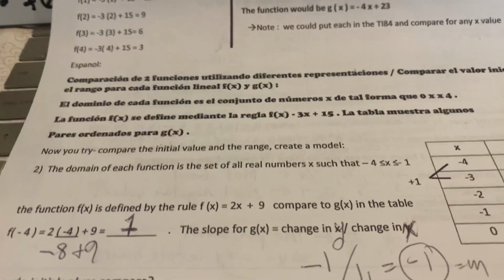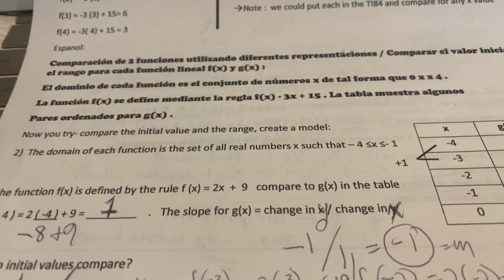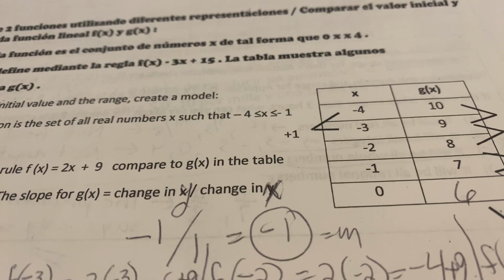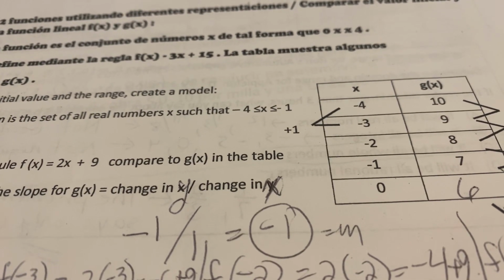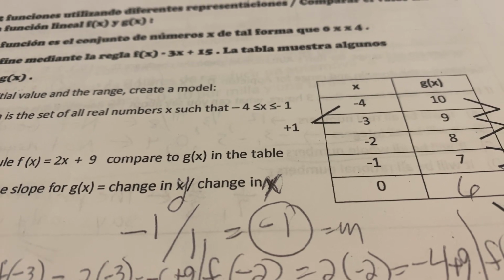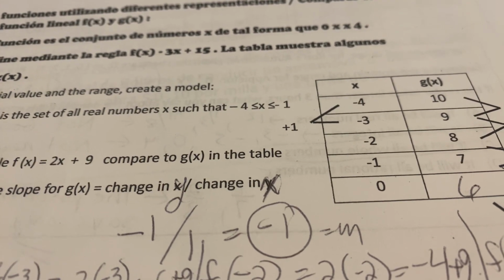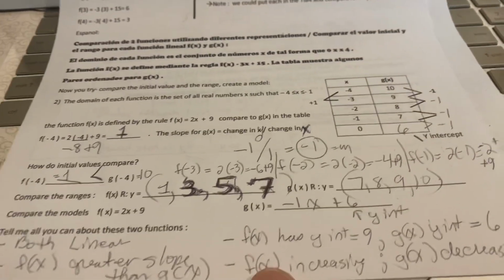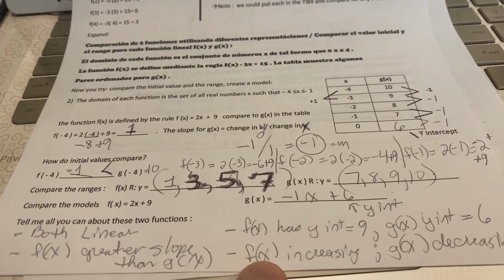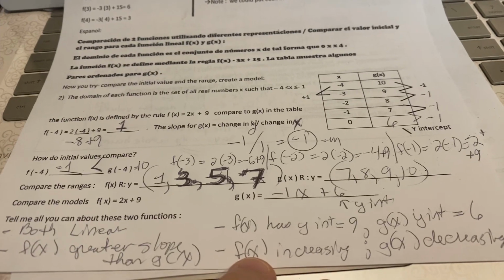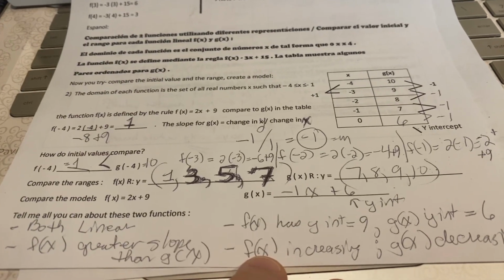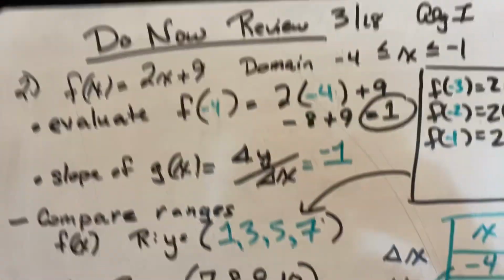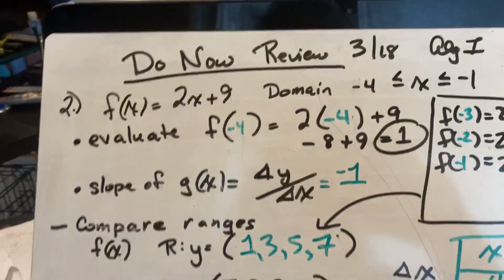Now you try. Compare the initial value and the range. Create a model. The domain of each function is the set of all real numbers where x is greater than or equal to negative 4, less than or equal to negative 1. Okay, this is very hard to see just on the paper. So what I did was I made a larger board for you. And so I'm going to go step by step on the board. Okay? So here we go. So here's again our do now review. You have to do problem 2.